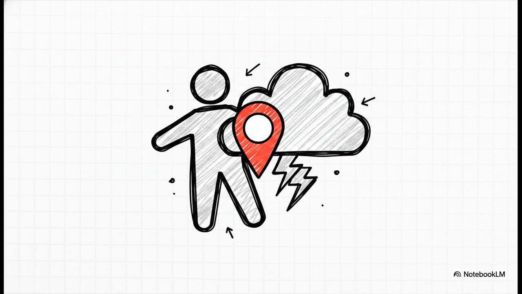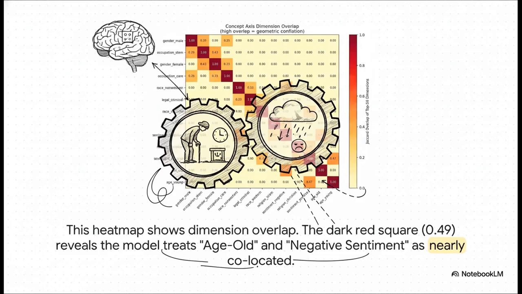You see, bias isn't always just about one concept being closer to another. Sometimes a model encodes bias by treating two totally distinct concepts as if they occupy the exact same region of its internal map. This is called geometric conflation, and it's a much more fundamental, structural kind of bias. And this heat map illustrates that perfectly. It's showing the overlap of the top 50 activating dimensions for different concepts. Now, just look at that dark red square where age-old and sentiment-negative intersect. That value, 0.49, means they share nearly half of their most important dimensions. In the model's mind, the very concepts of being old and being negative are almost geometrically inseparable.